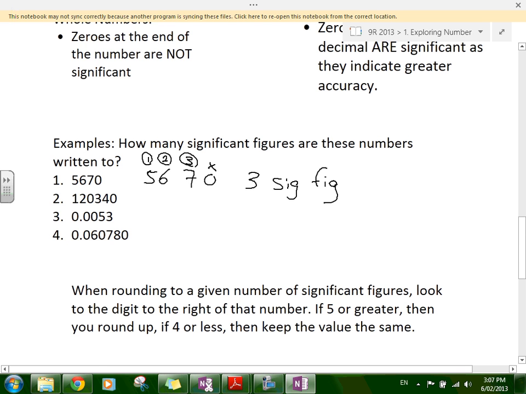That's right. The number 10 is written to 1 significant figure.